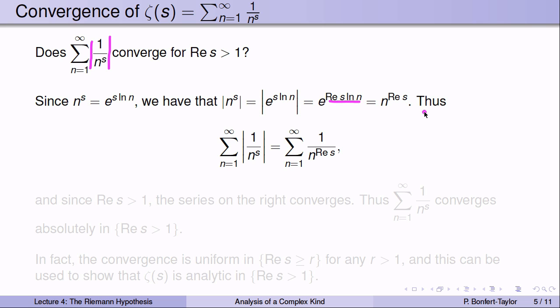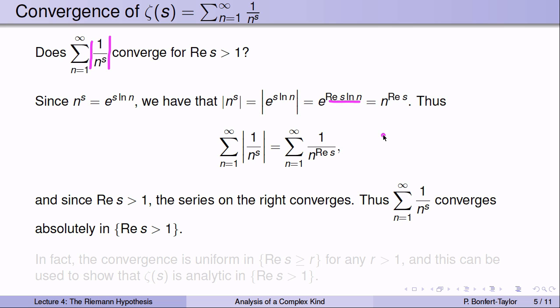Therefore, the series of absolute values of 1 over n to the s is the same as the series of 1 over n to the real part of s. Real part of s is some real number bigger than 1. We showed that if you raise n to any real number bigger than 1, the series converges. So since the real part of s is bigger than 1 by assumption, the series on the right converges. Therefore, we have absolute convergence of the original series, and we know that absolute convergence implies regular convergence, and therefore the series 1 over n to the s converges.